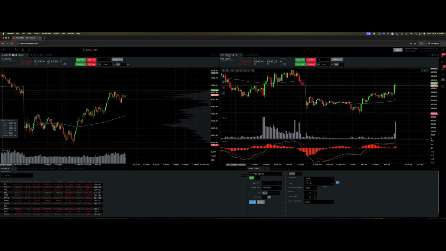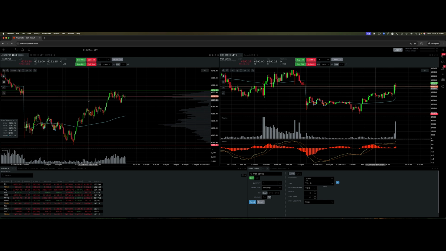So over here on the right, we're trading micro E-mini S&P. This is a 15-minute chart. Over here on the left, I have a 1,000 tick chart, which I'm going to use for entries and whatnot.